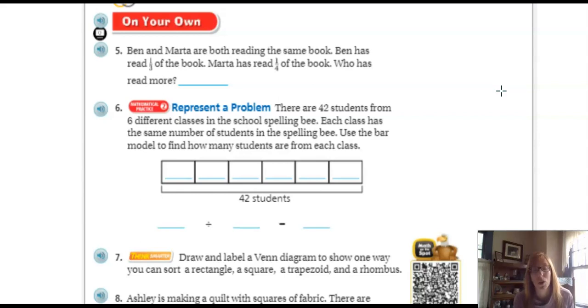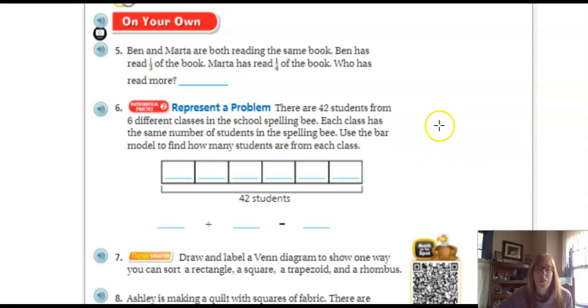So think of a candy bar. Do you want to share a candy bar with 3 people or 4 people? If you share with 3 people, you get a bigger piece. If you share with 4 people, you get a smaller piece. So you can tell then that Ben has read more because he would have the bigger piece.